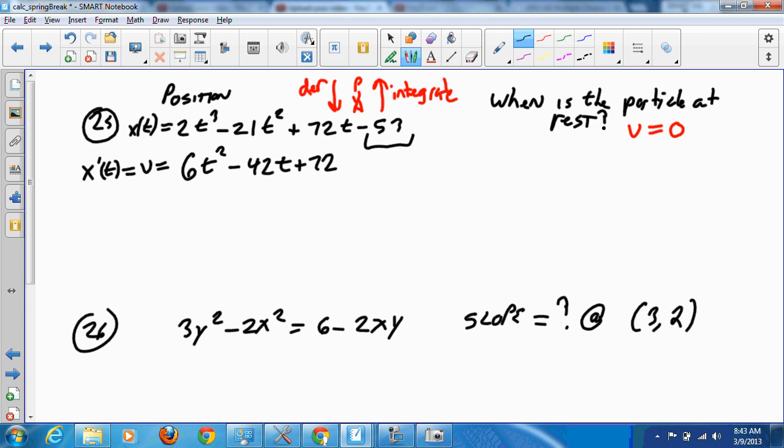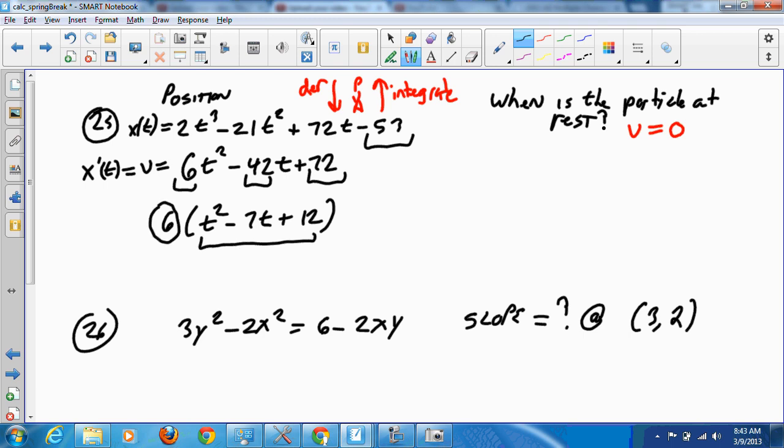To make factoring easier, we make a note that all these can be divided by 6, and from here we get minus 7t plus 12. Since this term doesn't have an x involved with it, it's really not going to be significant for us, so we just need to factor this quadratic out and set it equal to 0. Alright, let's move on to 26.